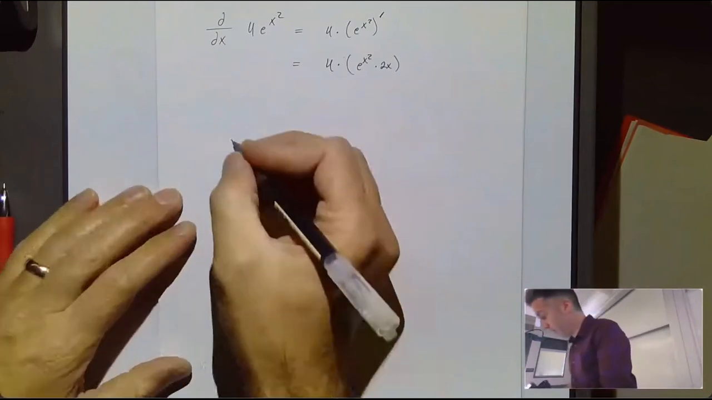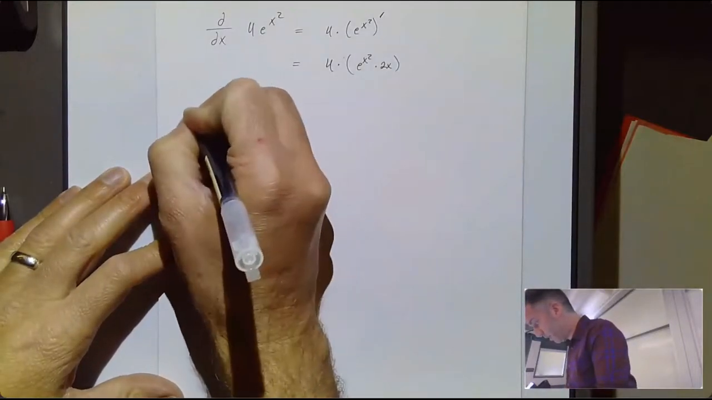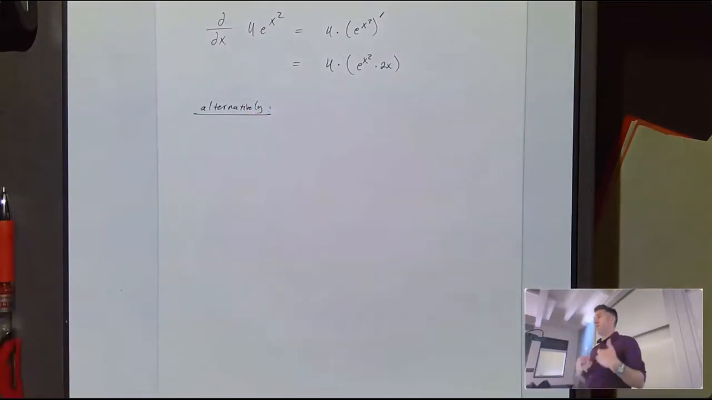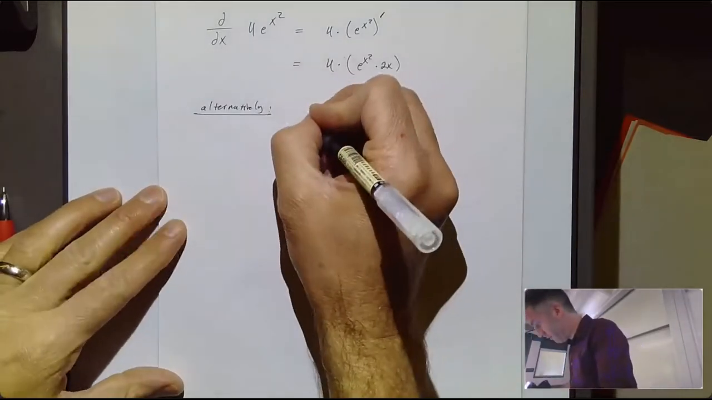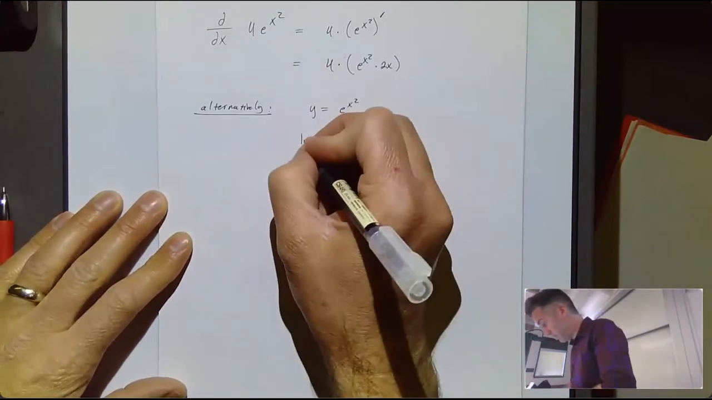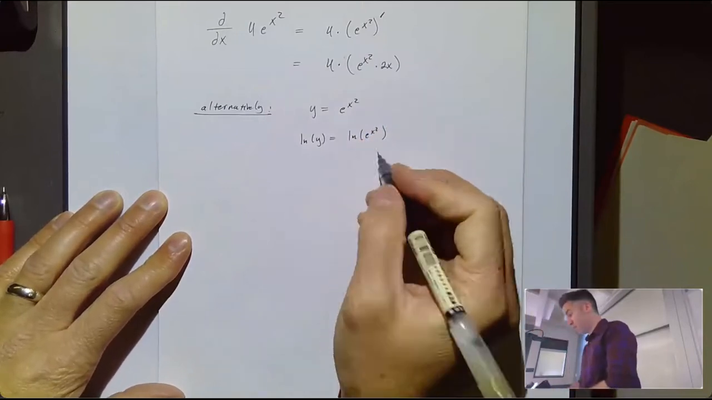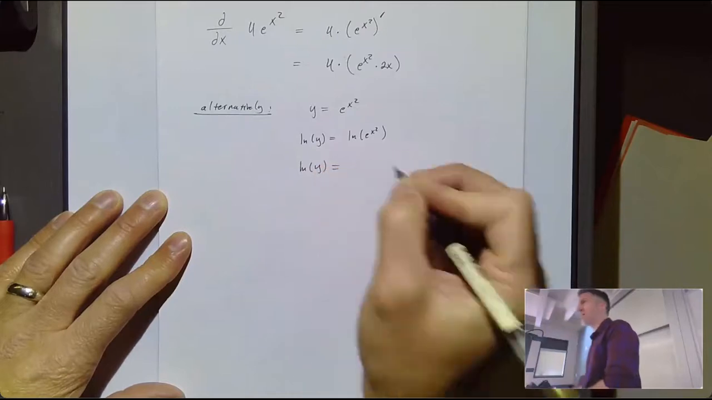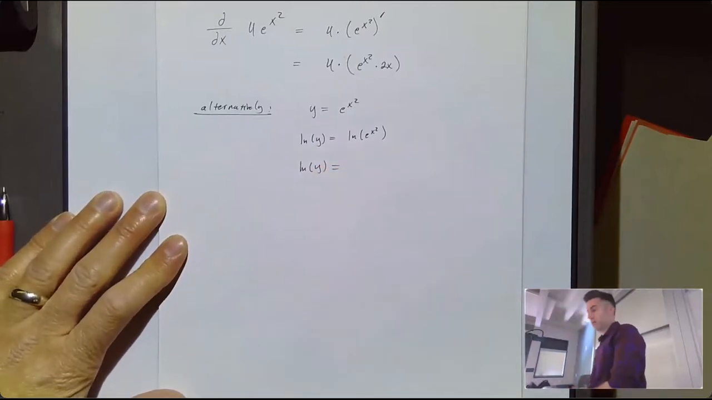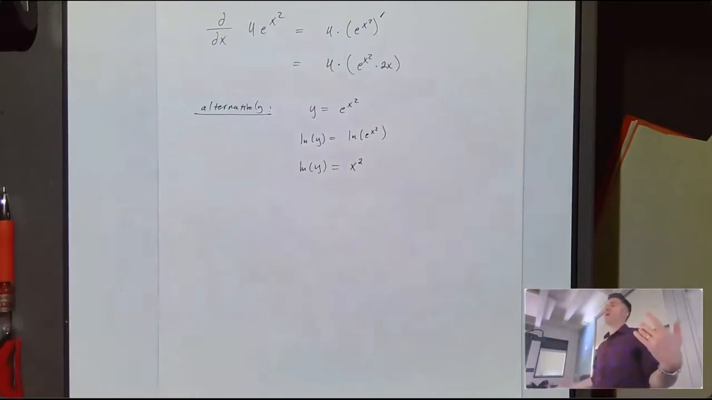But we could have also said, if I want to find the derivative, now it's kind of hard to do it with 4 e to the x squared. I'm going to cheat a little bit and say, I want to find the derivative of y equals e to the x squared. And then I could take the natural log of both sides. And then the natural log of e to the x squared. What is the natural log of e to the x squared? X squared. X squared times natural log of e, if you really want to say it the long way, but natural log of e is 1.